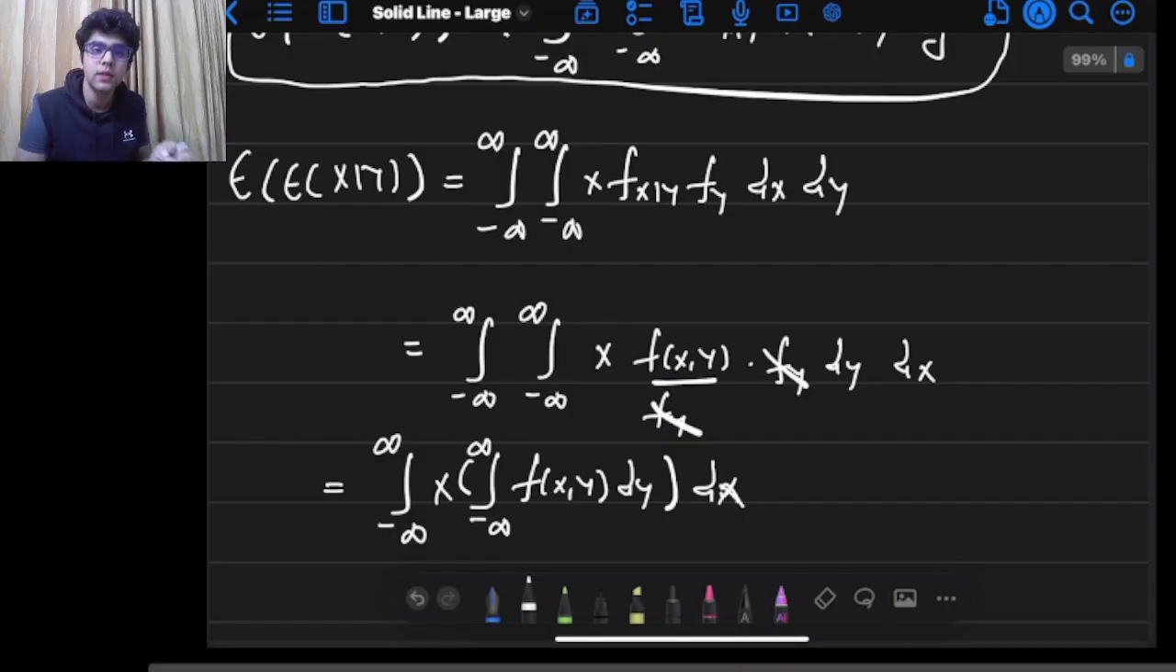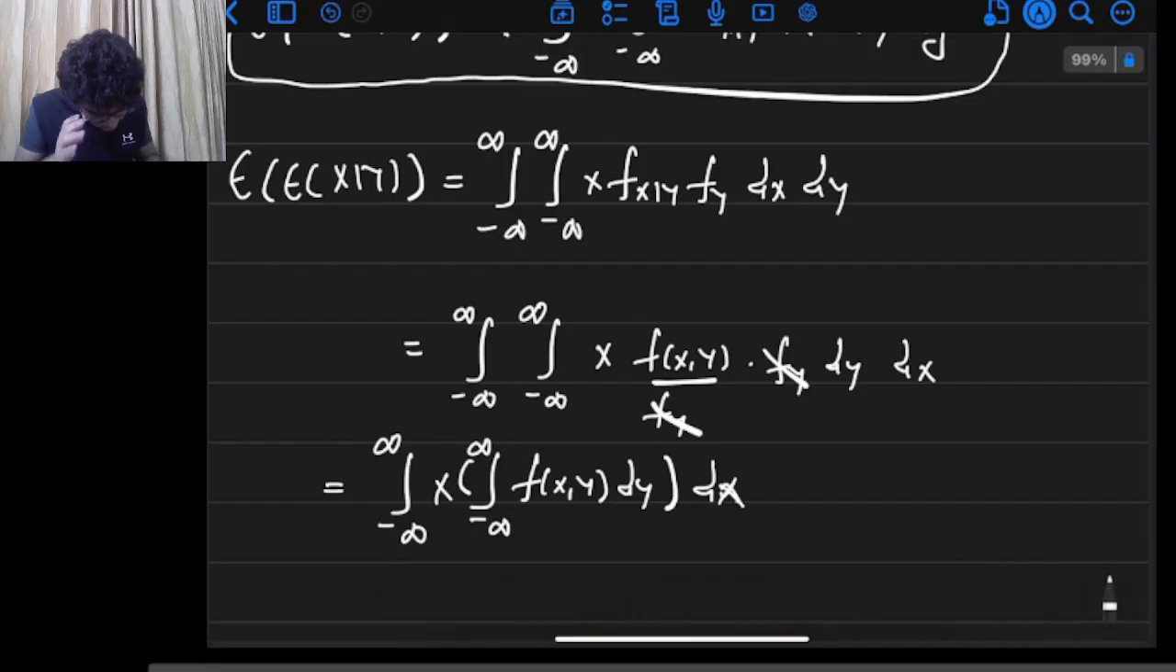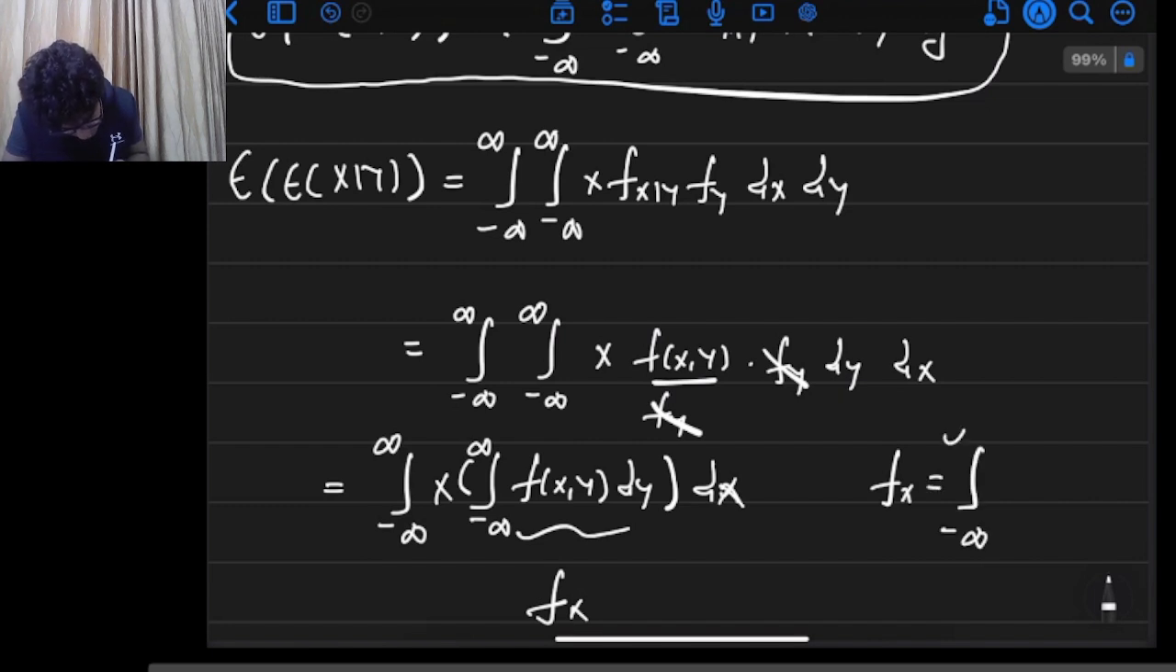Now what does this mean? f(x, y) dy, integrated with respect to y from negative infinity to positive infinity. I'm assuming the limits are negative infinity to positive infinity. This is exactly the formula of the marginal distribution of x. What am I doing here? I am integrating the probability function with respect to the y variable, putting in the limits of y. And what does this give me? This gives me the marginal distribution of x. So f(x) is the integral from negative infinity to positive infinity of f(x, y) dy.